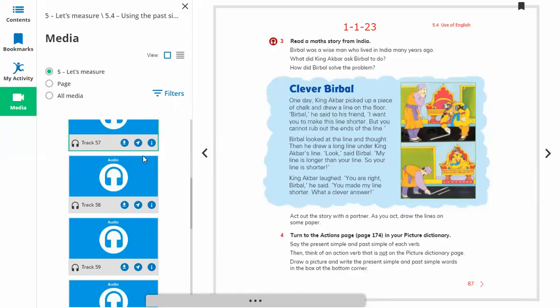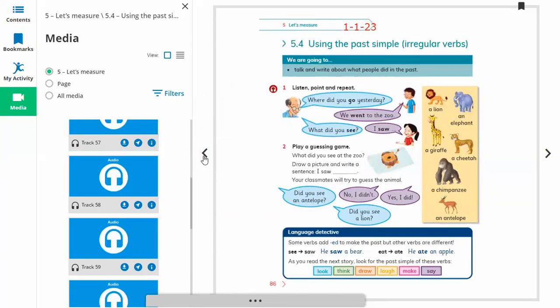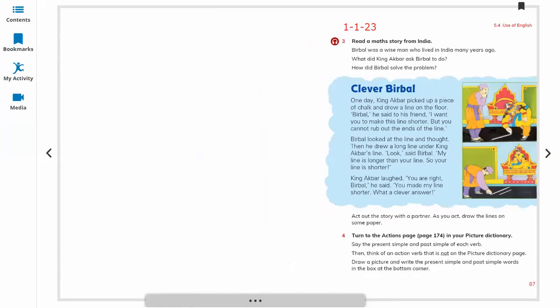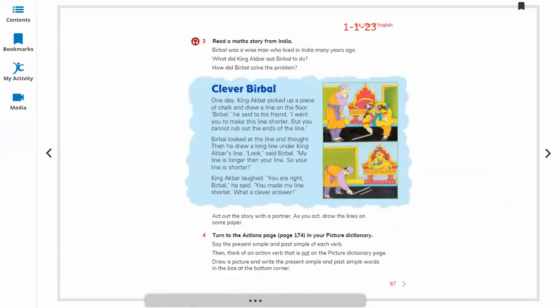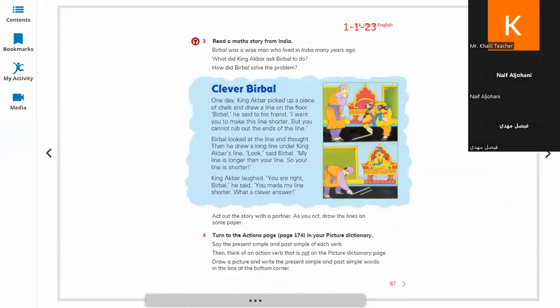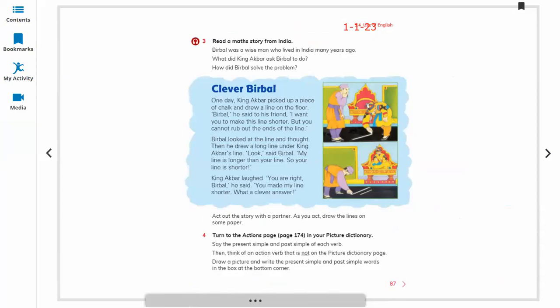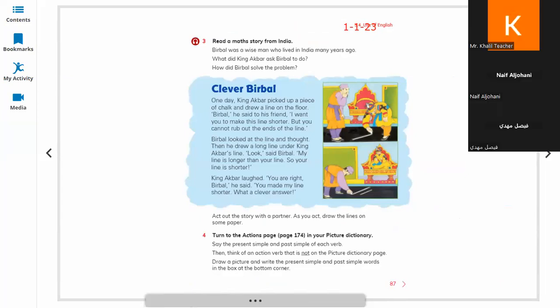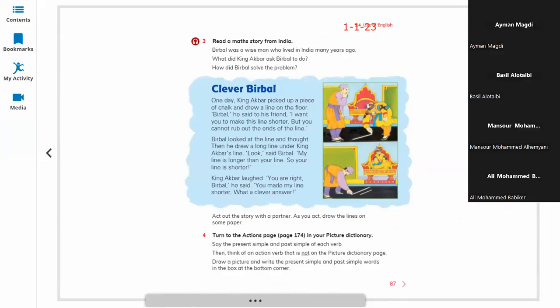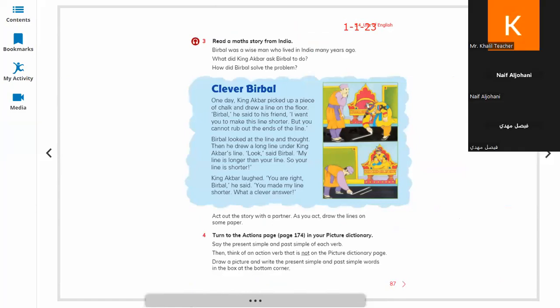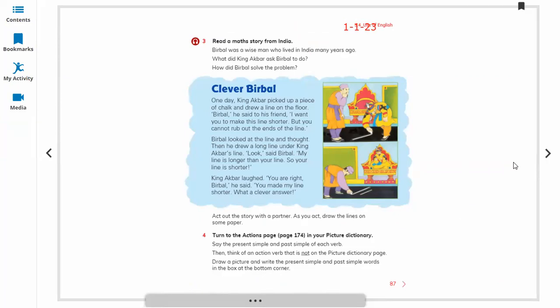Okay, you have heard track number 59. This is a story about King Akbar and a clever man who used to live in India many years ago. This story is about Birbal. And what is it about?